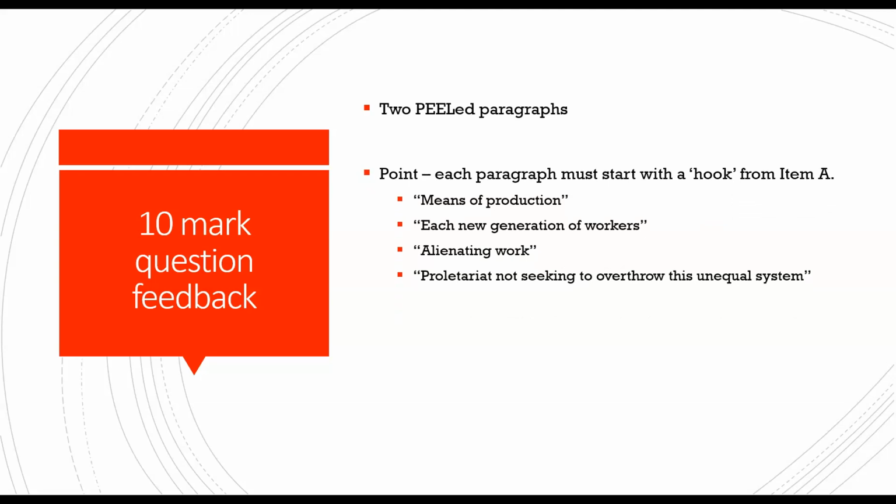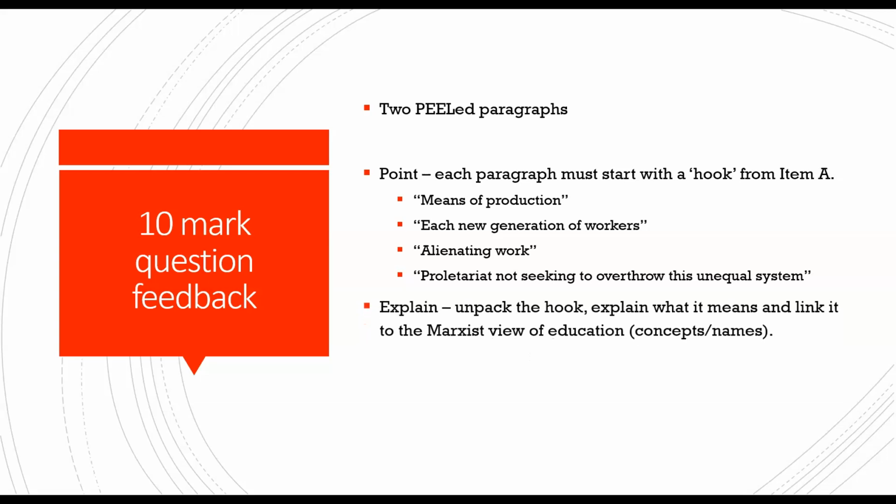Each paragraph you write must start with a hook from item A. I was just reading through the paragraph and I found 4 what I thought was quite straightforward hooks that you could easily have developed into a point. So the item refers to the means of production. That's a Marxist key term we're all familiar with. Each new generation of workers. You could have made a nice point there about children being the new generation of workers. The alienating workplace, which you could link to the alienating school environment, or the proletariat not seeking to overthrow this unequal system, which links to that Marxist idea of a false class consciousness.